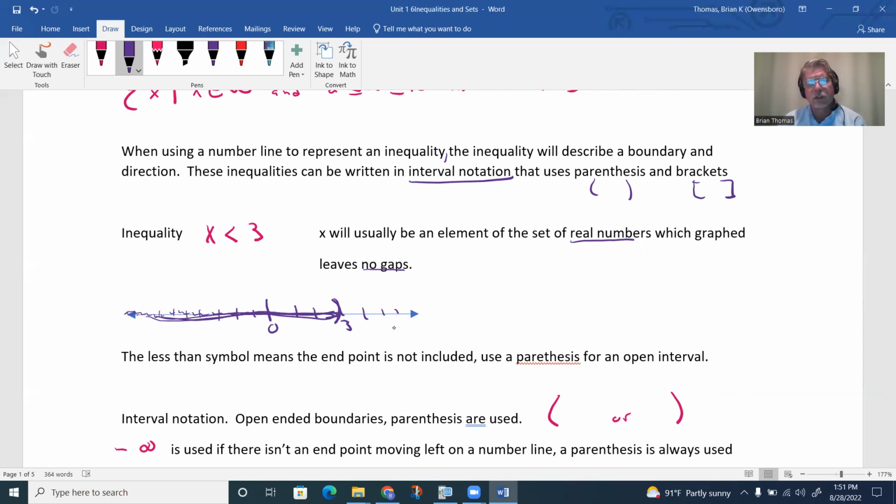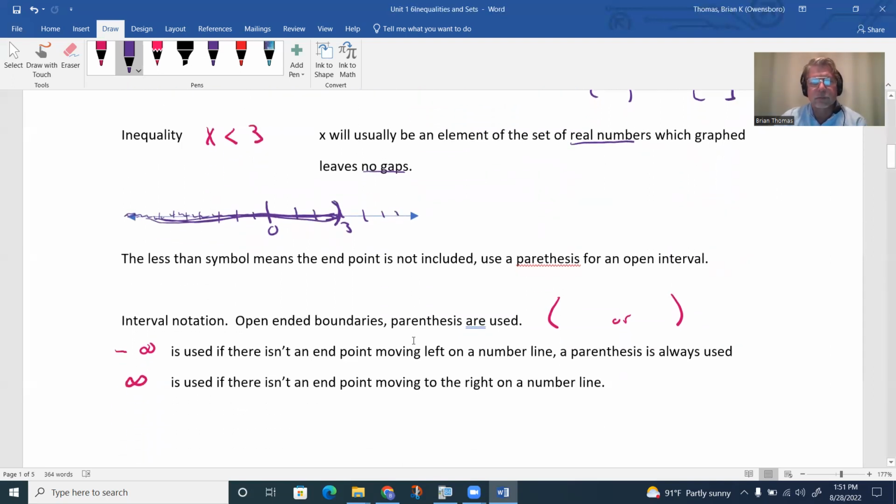So what I can do then is use what we call interval notation. So using interval notation, I can write this as, notice how the left boundary goes to the left forever. When the boundary moves forever to the left, this is where we would use negative infinity. With negative infinity, we always use a parenthesis on that end. So we're going to have negative infinity over here, and then a comma, and then we're going to put our right boundary in, which is the 3, and this 3 is going to be open-ended.